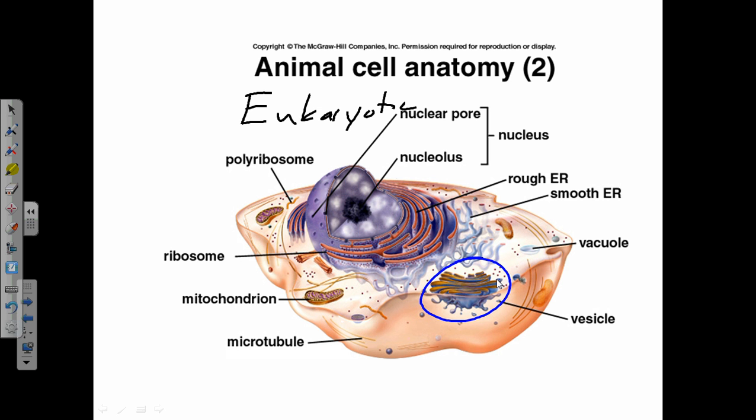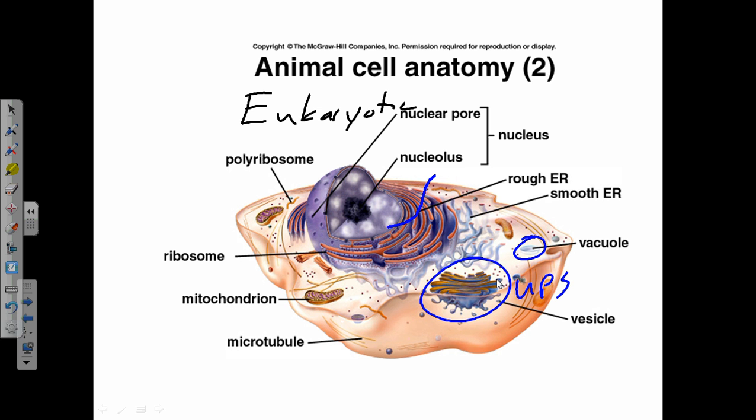The Golgi body right here actually helps to store materials. It's sort of like the cell's warehouse. It also may modify those materials while they're there. And eventually it's in charge of doing something called exocytosis, which is shipping things out of the cell. You might also think of it sort of like the UPS or the FedEx of the cell. Vesicles or vacuoles are storage containers. They may store water, food, waste.